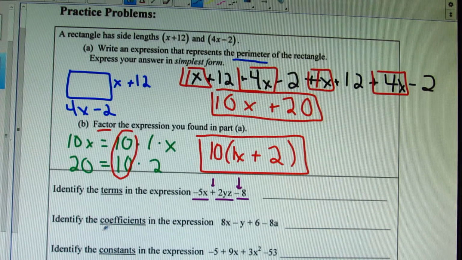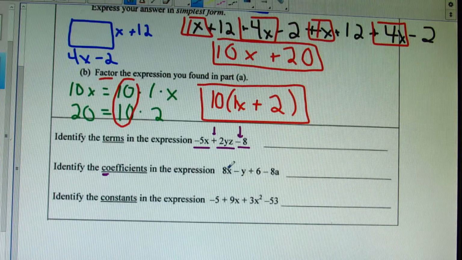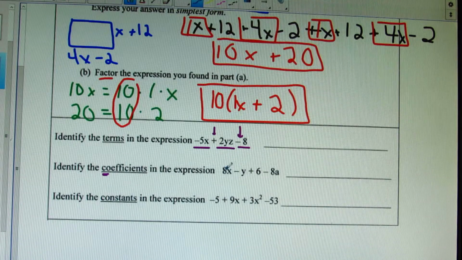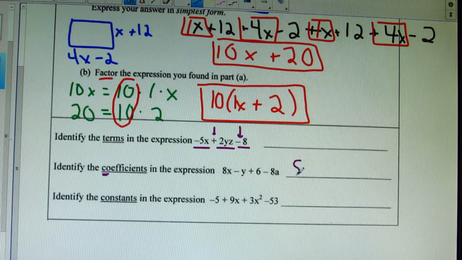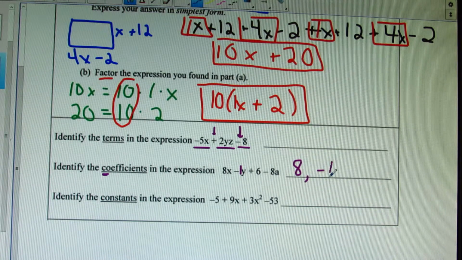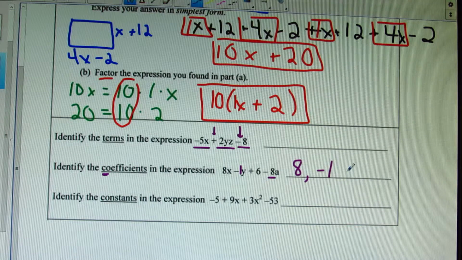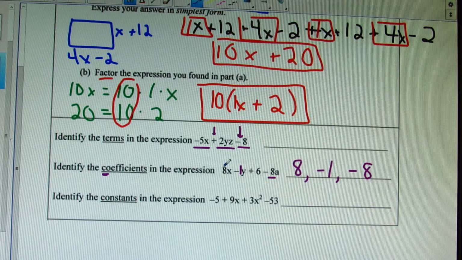Identify the coefficients. The word co, like co-worker, someone who helps someone else. The coefficients are the numbers in front of any variable that you see. So in front of this variable, there's an 8. In front of this variable, I don't see a number, but if I had to write one, there's actually a 1 there, and it is going to be a negative 1. And then in front of that variable is a negative 8. So my 3 coefficients are 8, negative 1, and negative 8.